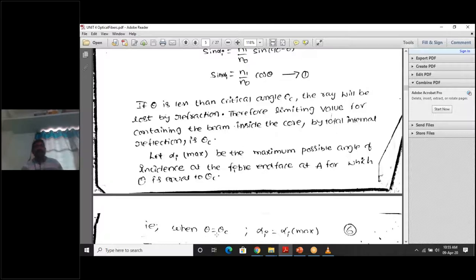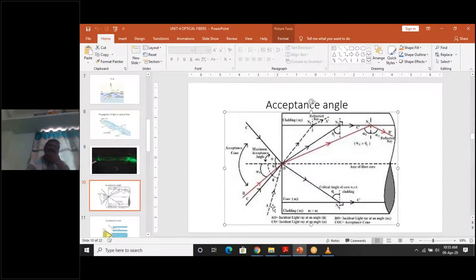Theta C. Why have you taken it, sir? Right. Already I introduced the concept to you. Let us consider three light rays A, C, B.